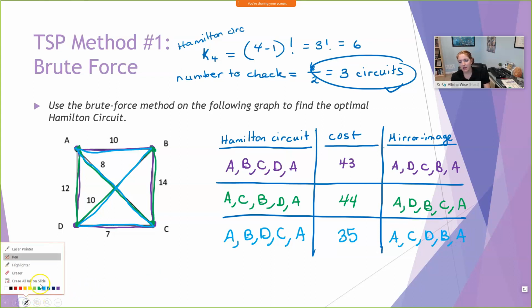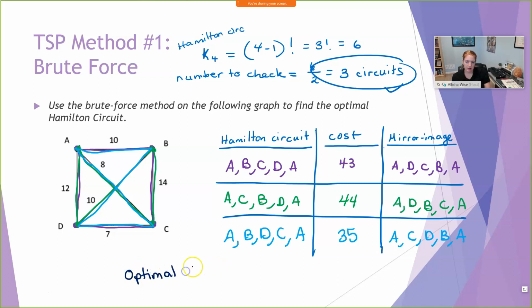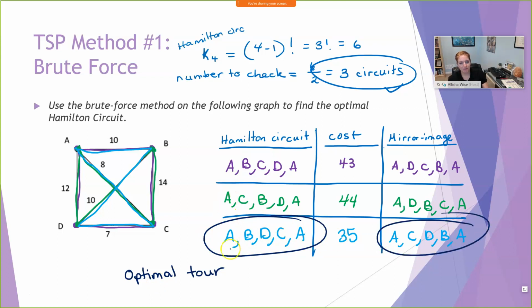So what does that mean? What would the optimal tour be? The optimal tour would be A, B, D, C, A or A, C, D, B, A. And the reasoning is because it costs the least. So again, brute force always guarantees an optimal tour, but it's the most inefficient. It's going to take the longest amount of time because you have to find all those Hamilton circuits and calculate all of the costs. It's a lot.